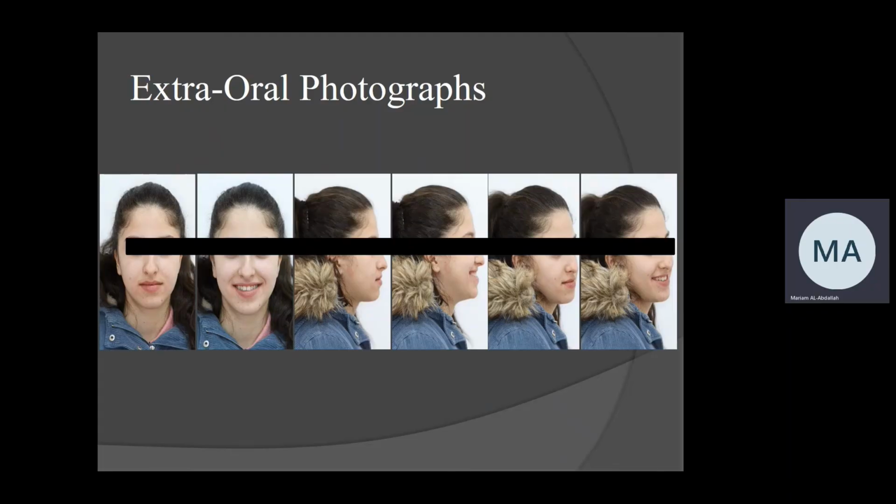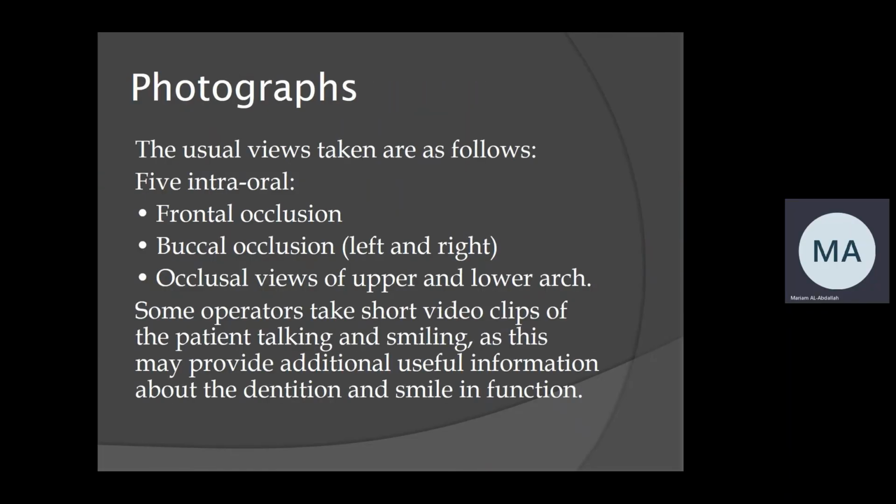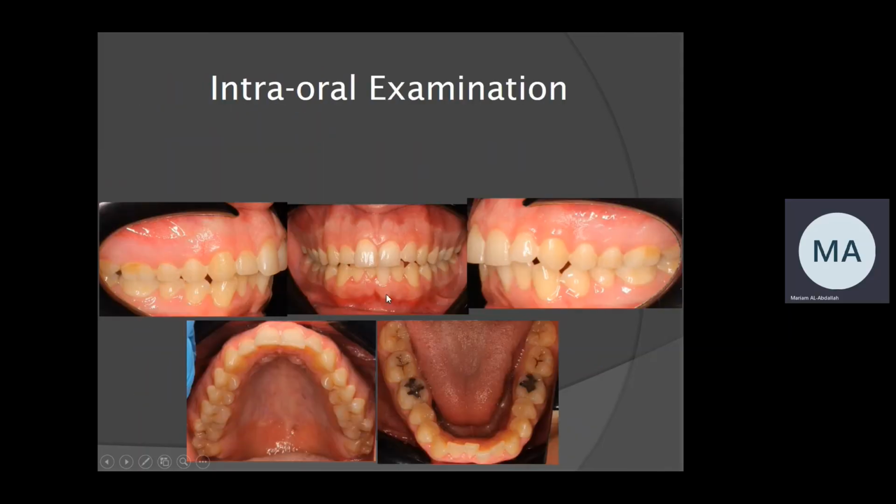Intraorally, we have 5 basic views. We have the frontal occlusion, the buccal occlusion, left and right, and then the occlusal views for the upper and the lower arches. So this is the buccal view on the right side, frontal view, and then buccal view on the left side, and then you have the upper occlusion and then the lower occlusion.